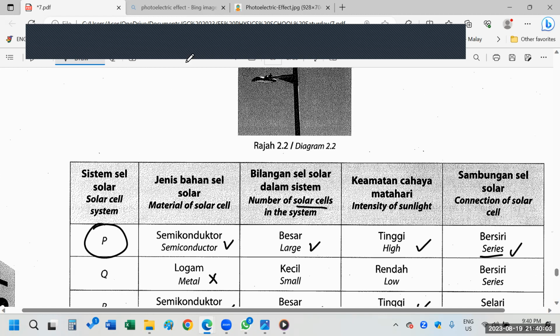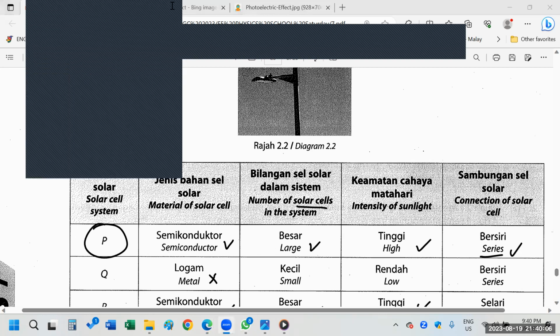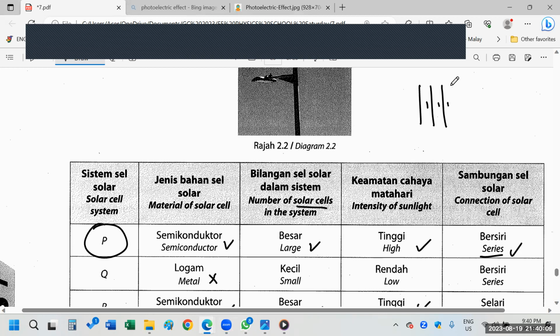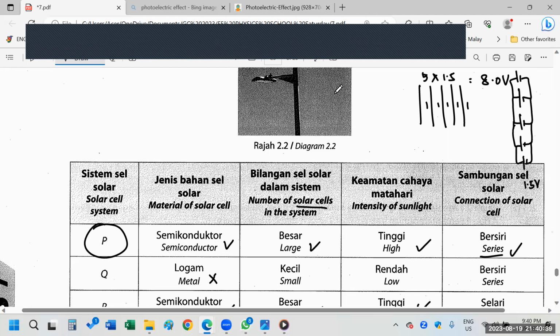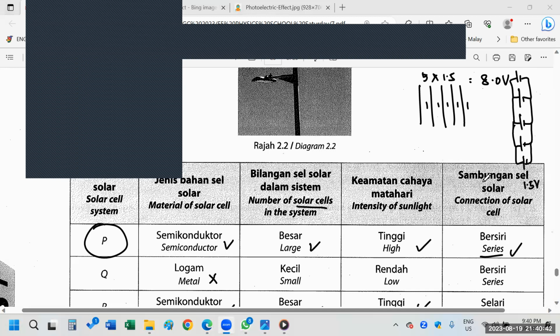Why series? Thank you, because like this, if in series we can add up. For example, 5 times 1.5, we will get 7.5. But if we make it parallel, wherever they are, it's just 1.5. Correct, decreased resistance, correct. But actually we want higher voltage.